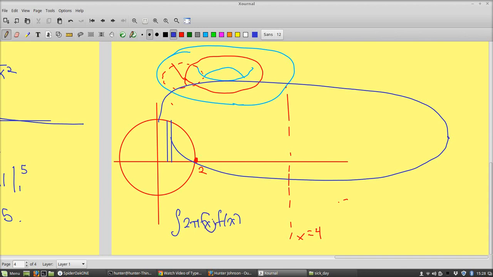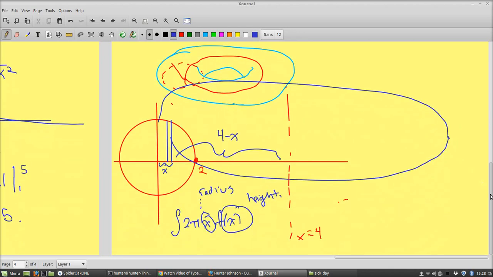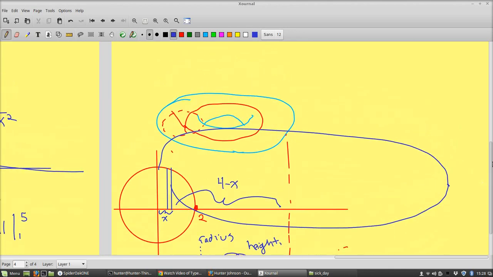This x is basically representing the radius of the cylinder. And this is basically representing the height of the cylinder. So now if I were to use the standard formula, this x here would not be the radius of this cylinder. The radius of this cylinder is actually 4 minus x. So I have to adjust the formula for that reason. But once you do, then it's pretty straightforward.